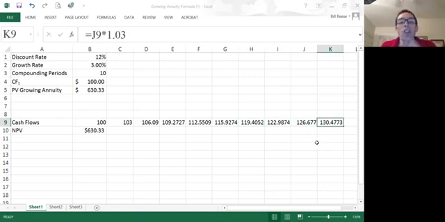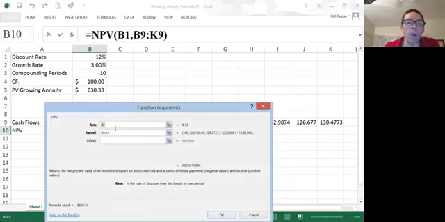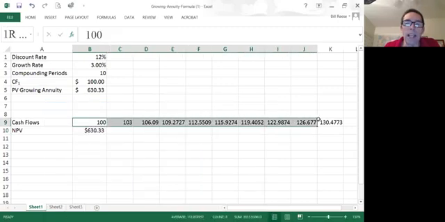And so each cell tells you, if you're going at 3%, how much the cash flow is going to be each time. Then we use our net present value formula, which we looked at earlier. For net present value, what is the rate? Well, I just referenced cell B1, which was our discount rate. And then the values are from cells B9 through K9. B9 started right here at 100, and K9 goes out to $130.47, okay?